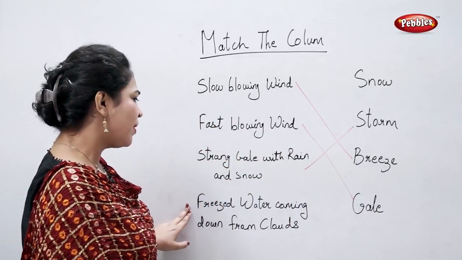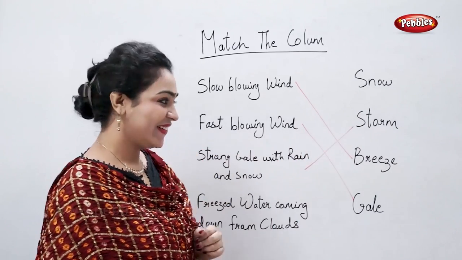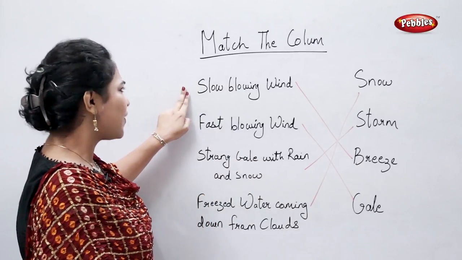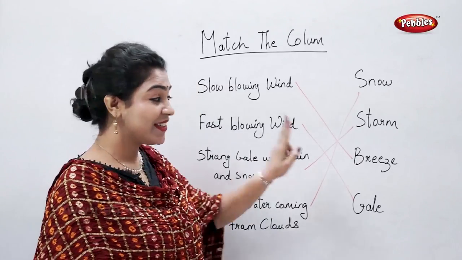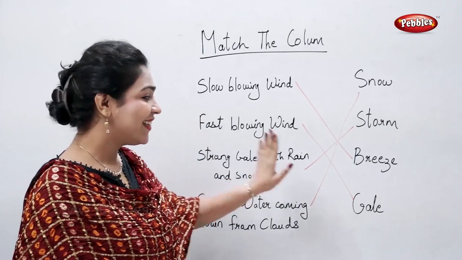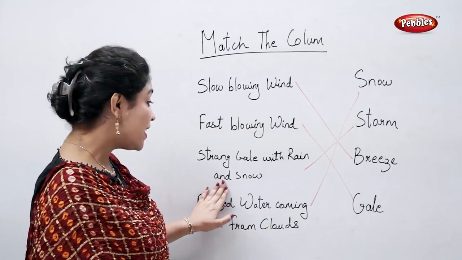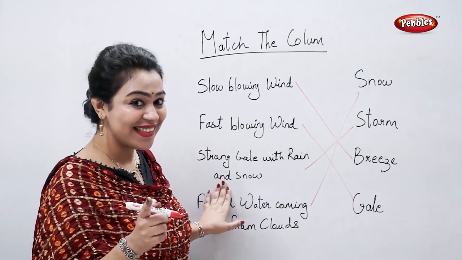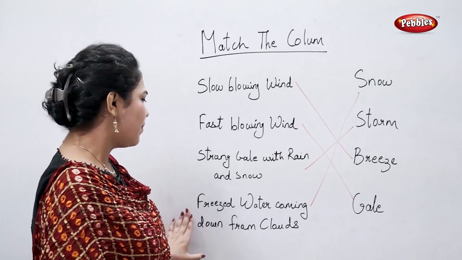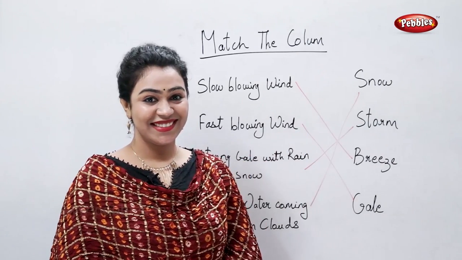Freezed water coming down from clouds is snow. Slow blowing wind is called breeze. Fast blowing wind is called gale. Strong gale with rain and snow is storm. Freezed water coming down from clouds is snow.